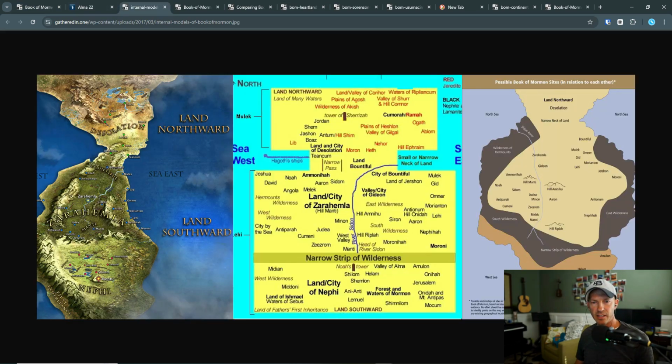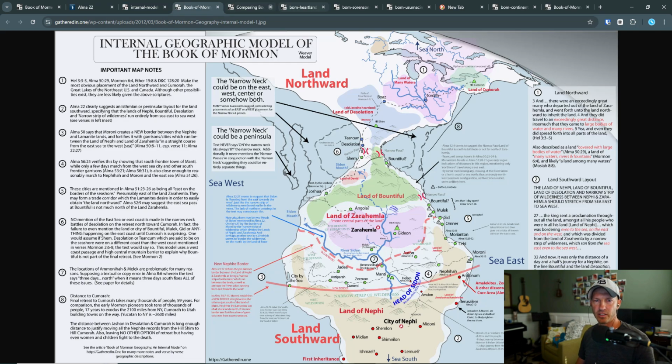Okay, so let's look at the internal models, right? You can see that every single model, we've got land of Nephi, we talked about, land of Zarahemla, narrow strip of wilderness, and the land of Bountiful, east sea to the west sea. They've all got the same general picture. We can really assume that there's an east sea and a west sea. And when the battles of Bountiful happen, it talks about the east sea specifically. So we really can gather from other scriptures that it definitely runs from the east sea to the west sea. Okay, so how do our models do as far as that?